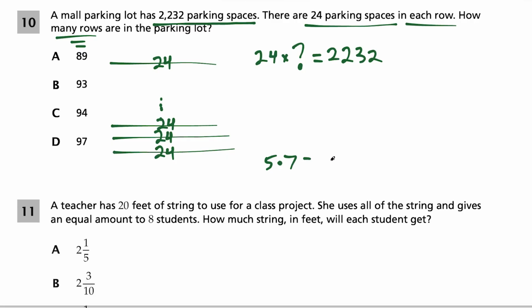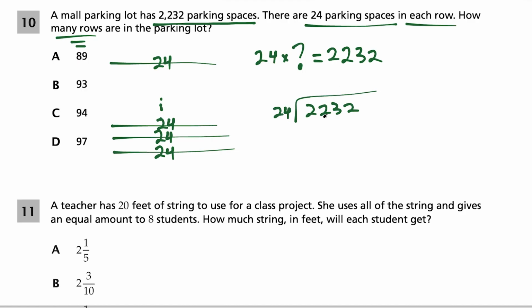If I say 5 times 7 equals 35, I can make two statements with division here. I could say 35 divided by 7 equals 5. Or I could say 35 divided by 5 is equal to 7. So here, if I want to solve for this mystery value, I could use that opposite relationship and I could just do the division. I could do 2,232 and divide by 24.